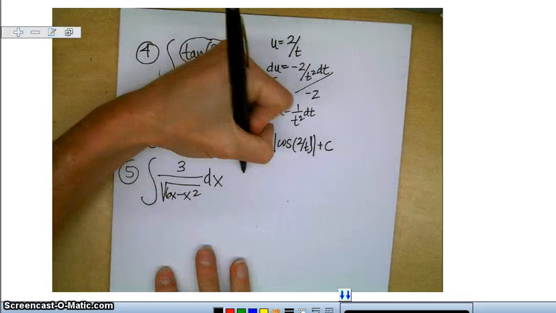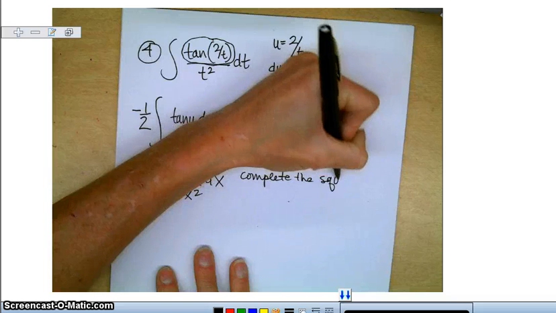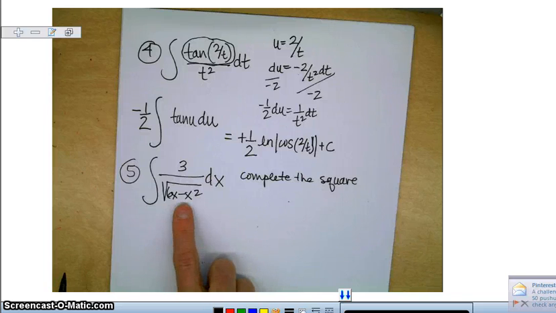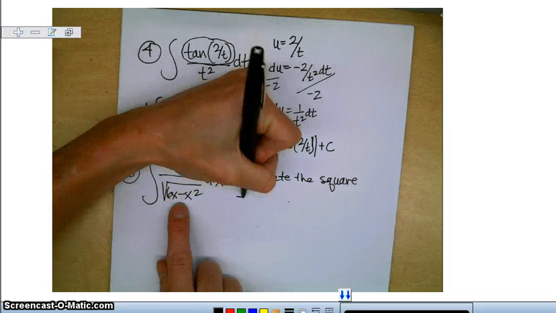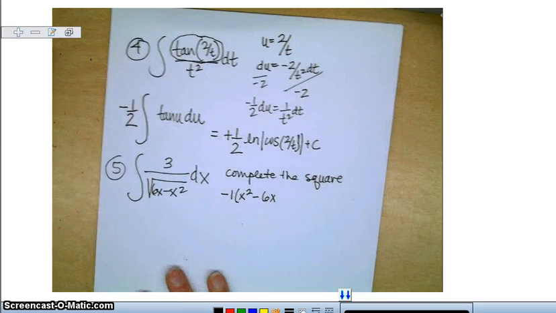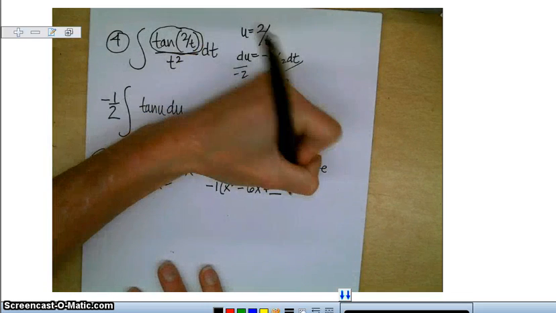So what we're going to have to do here is complete the square. I'm going to do that on the bottom here. Now in order to complete the square, the number in front of x squared actually has to be a positive 1. So what am I going to have to do underneath this radical? Pull out a negative 1 out of these two terms. So if I pull a negative 1 out, then I'll have x squared minus 6x. And now I want to complete the square. So what number do I want to add and subtract?